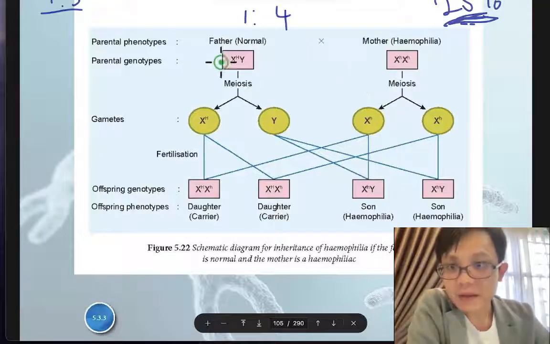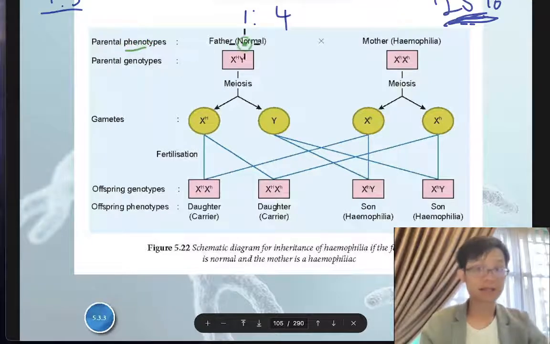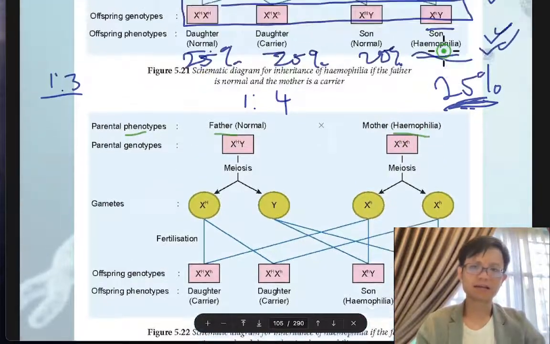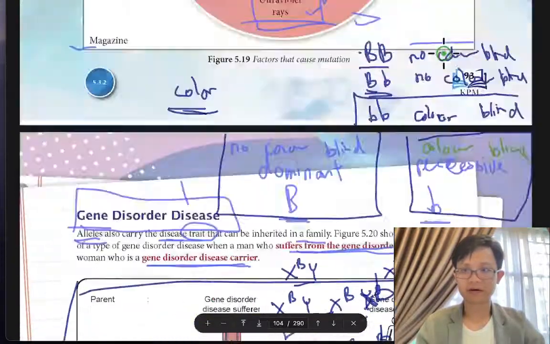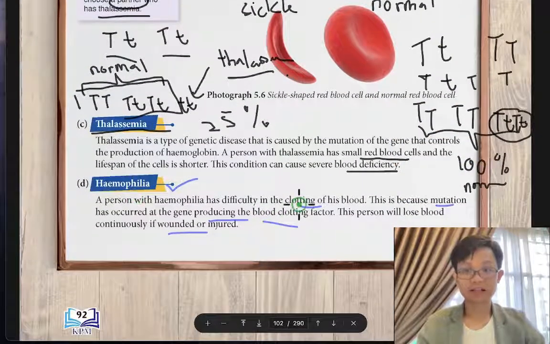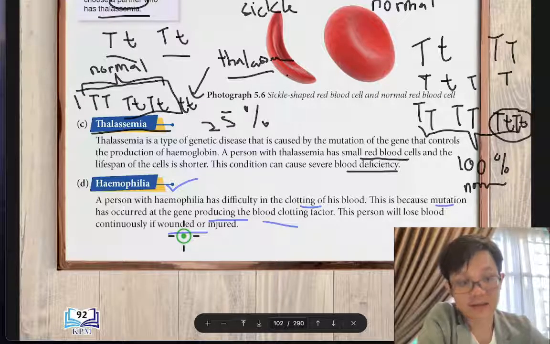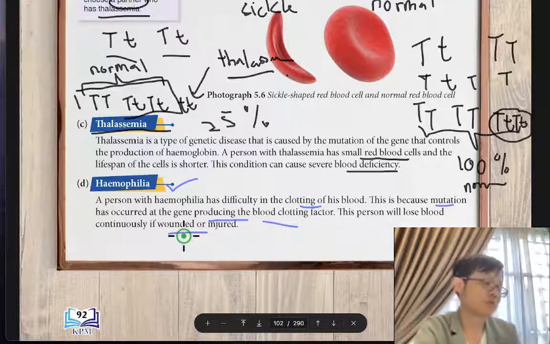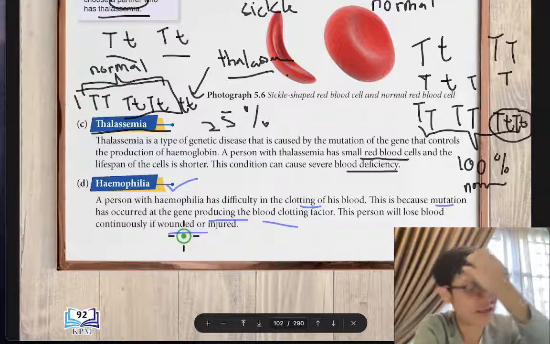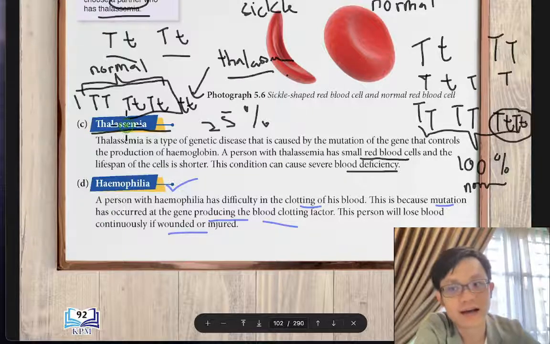Okay, where was I? Okay, so this is phenotype. As we already mentioned, phenotype is physical. So the father is normal, mother is hemophilia. So what is hemophilia? If you still remember, so this one, hemophilia, that's why you highlight the word. Producing blood clotting factor, wounded, means that if the person gets a wound, then the blood won't stop, then the person will die depending on how severe it is.